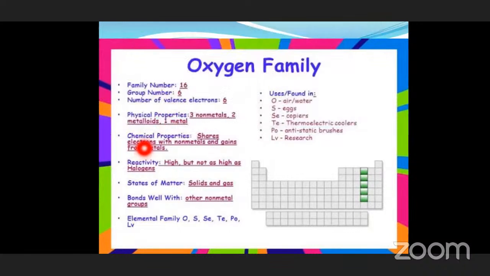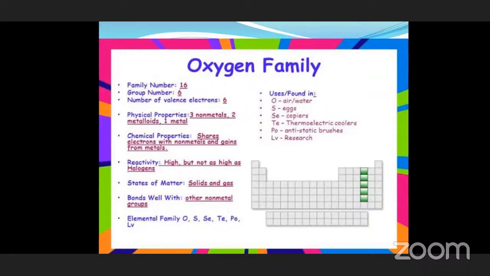Then chemical properties: they share electrons with non-metals and gain electrons from metals. This is about some chemical properties. Then reactivity: they are reactive, but not as highly reactive as the halogens. Then states of matter. That means these elements exist in solid and gaseous states.